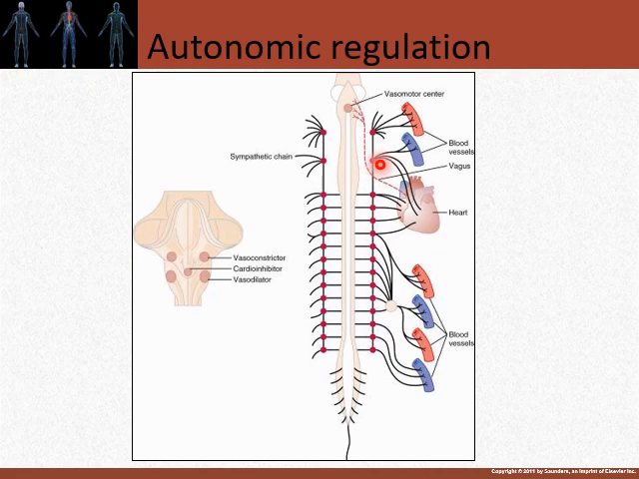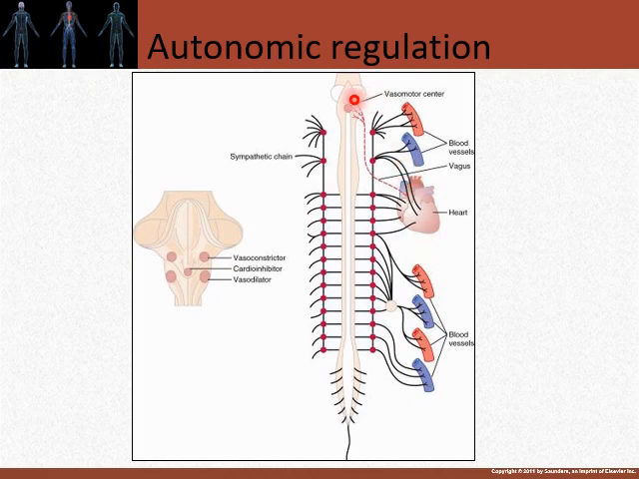You can see here innervation for the heart from the sympathetic nervous system, the walls of the heart, as well as the nodes, the autorhythmic nodes of the heart, the SA node. So the innervation by the sympathetic nervous system actually includes both the heart and the vascular system.